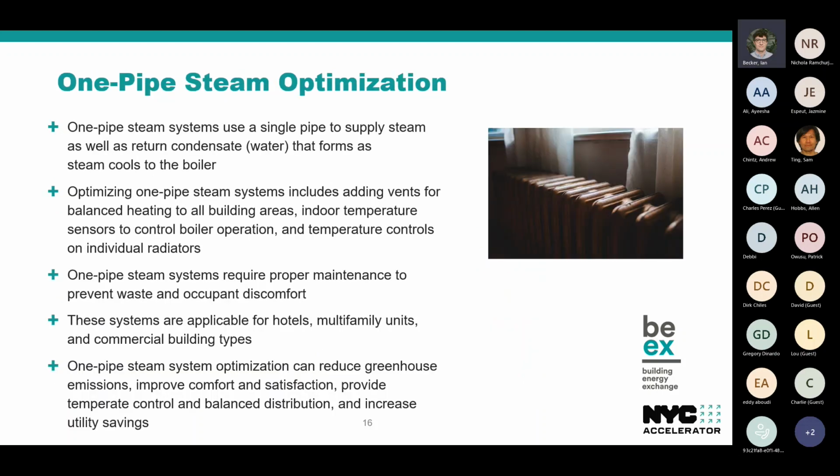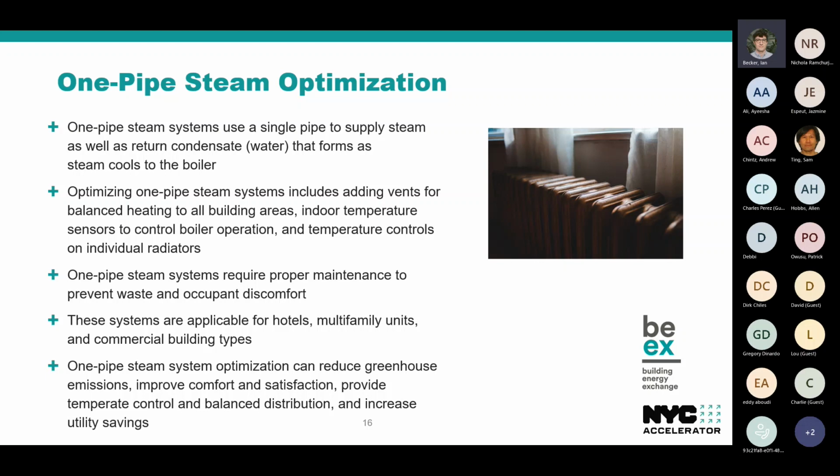Another very common measure that we'd see in multifamily buildings is related to one-pipe steam optimization or balancing of your steam system. There are many simple measures for one-pipe steam systems that will also enhance efficiency and comfort. And also, if you have a violation related to heating issues, you may be able to receive rebates or incentives to upgrade your heating system and prevent future violations. So upgrades to one-pipe systems can reduce GHG emissions, also improve tenant comfort and satisfaction, provide temperature control and more balanced distribution, and lead to greater utility savings.